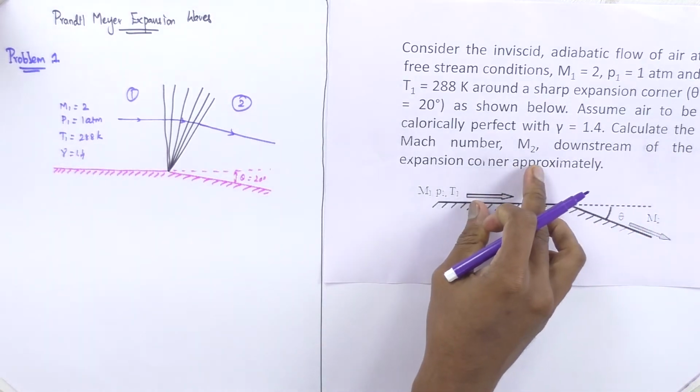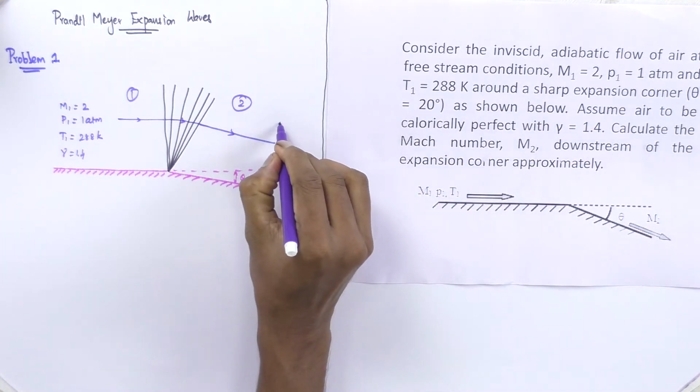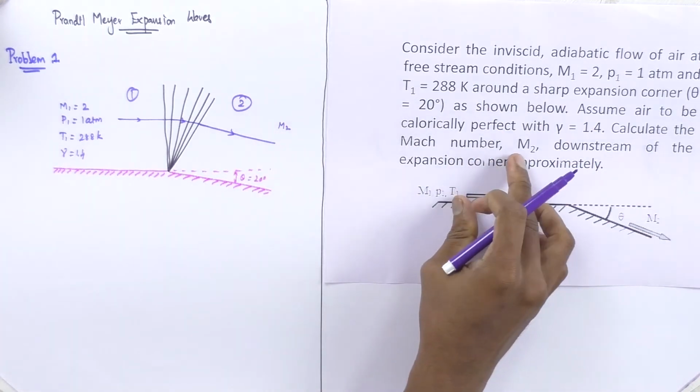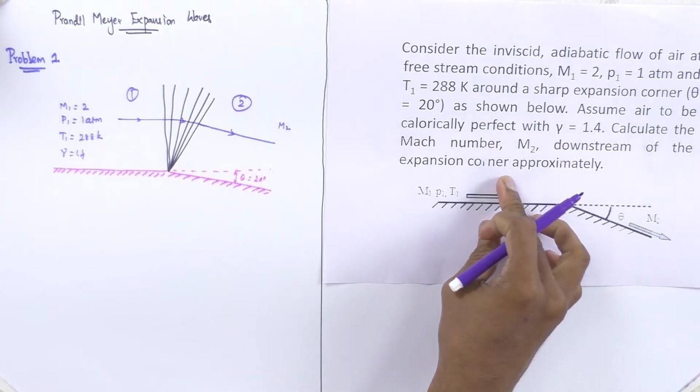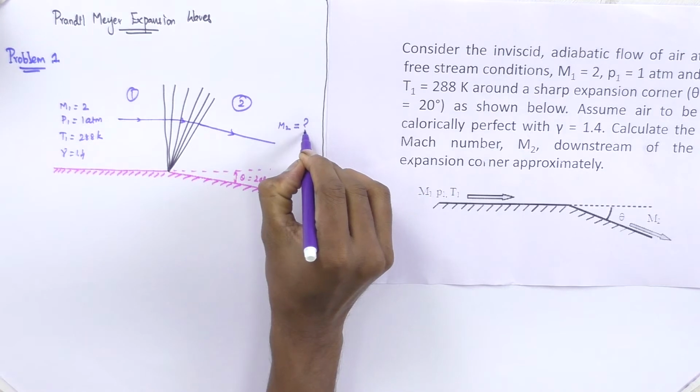Calculate the Mach number M2. So we need to calculate the downstream Mach number. So calculate the Mach number M2 downstream of the expansion corner approximately. So we need to calculate M2 Mach number value.